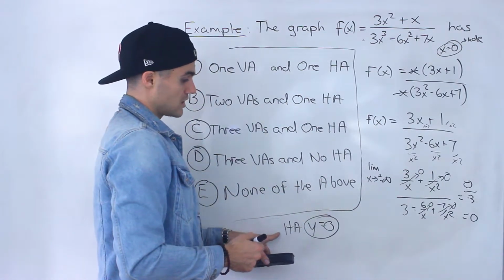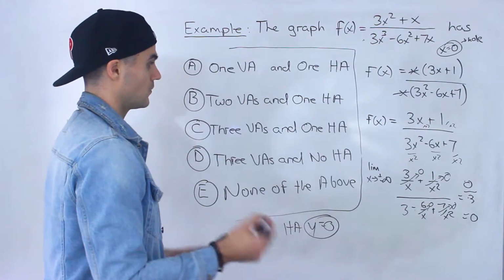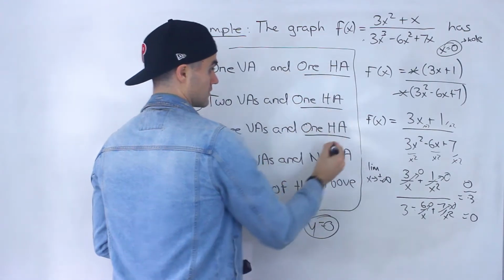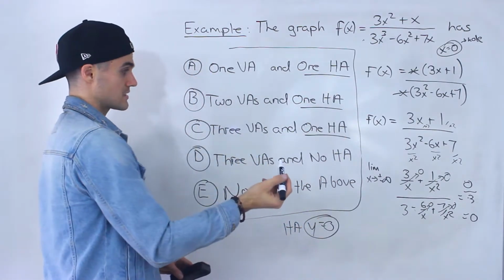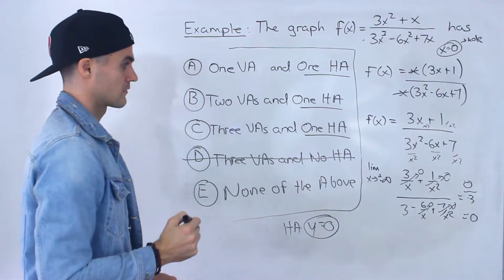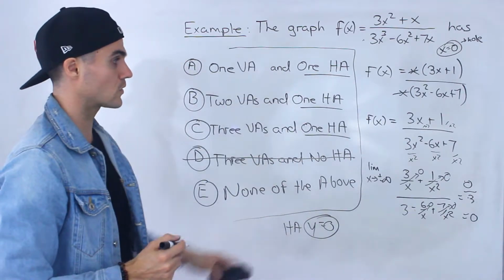Okay, so there's a horizontal asymptote at y equals 0. So there's one horizontal asymptote. Well, that doesn't help us too much because all of these options have one horizontal asymptote. So we know it's definitely not going to be this one, right? This one says there's no horizontal asymptote. So it's going to be one of these four here.